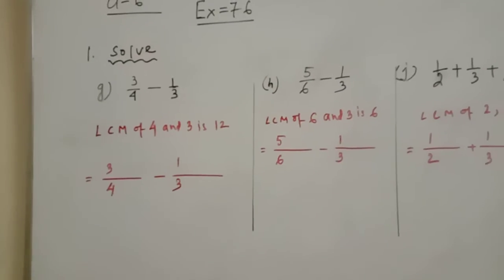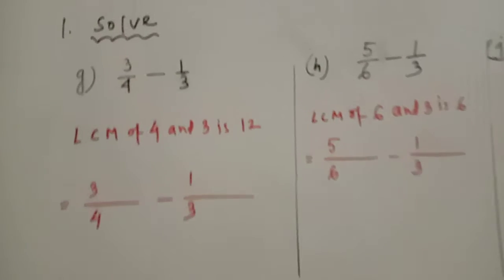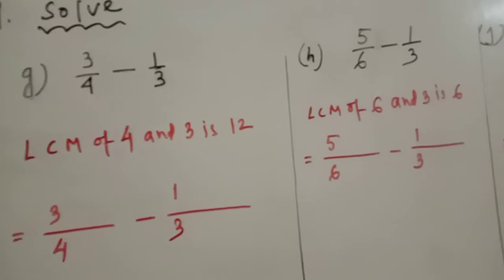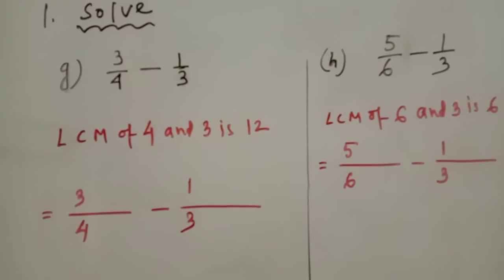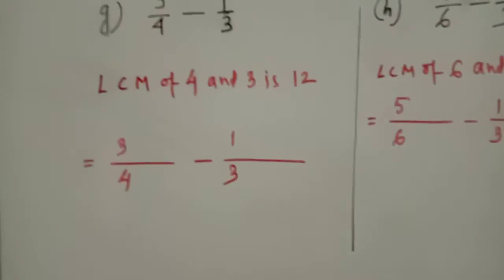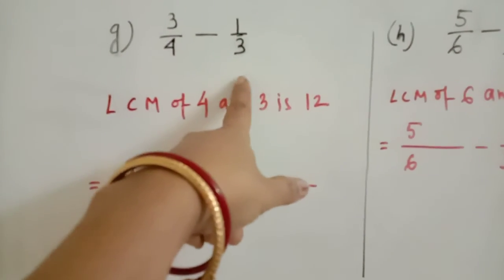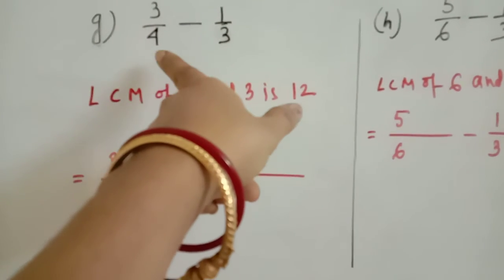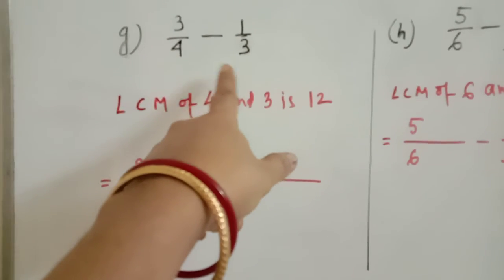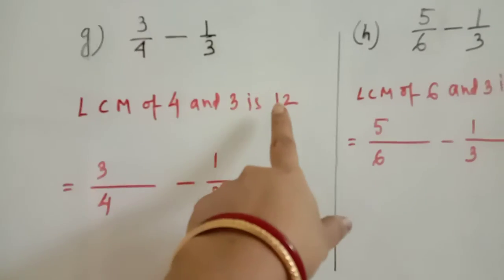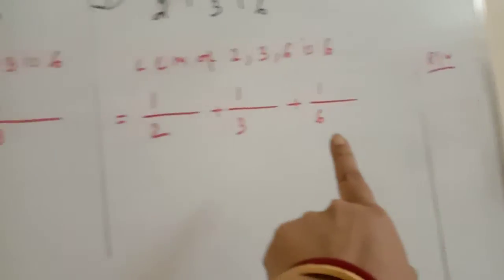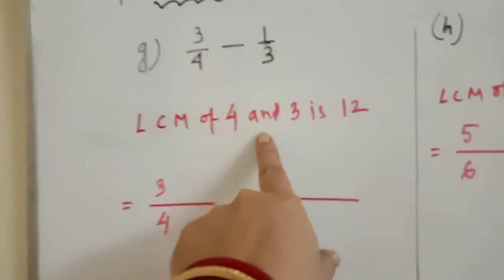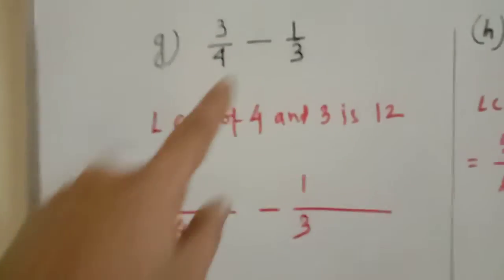Now next question number G. It is a subtraction of fractions. 3 by 4 minus 1 by 3. Then you have to do the LCM of 4 and 3. The LCM of 4 and 3 is 12, because you can't divide them by any number. There is only one common factor, that is 1. So the LCM is 12. If you need to do the LCM here, you can do it in a rough work. Now the LCM is 12. Now the number is 3 by 4.